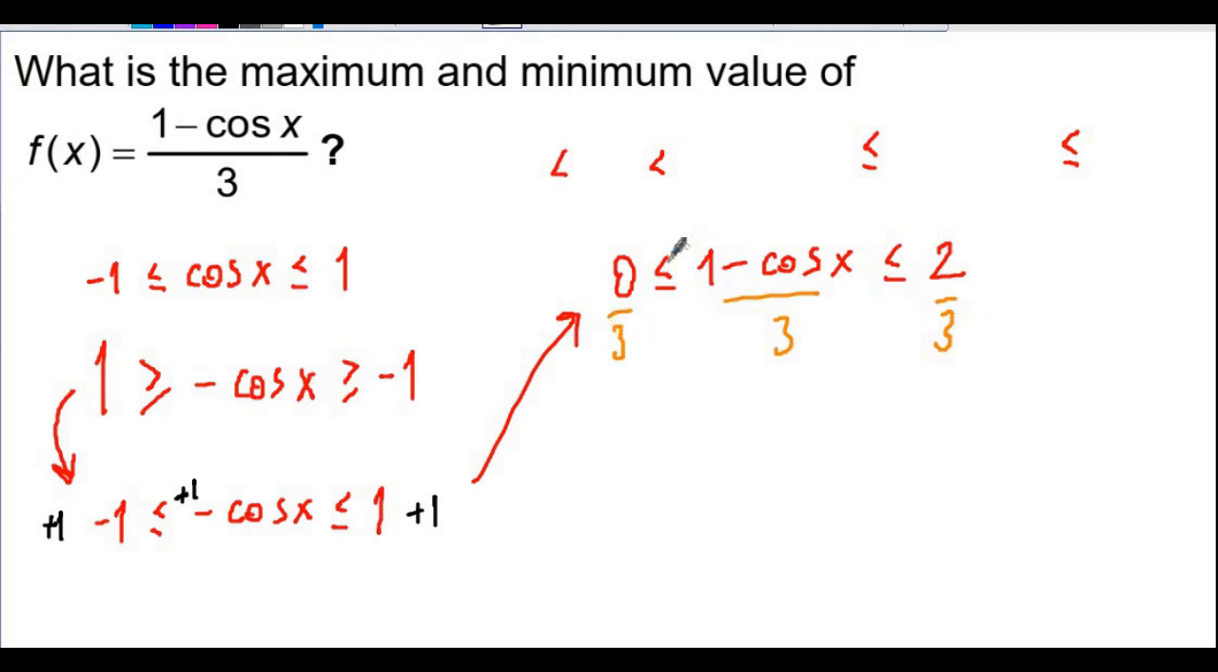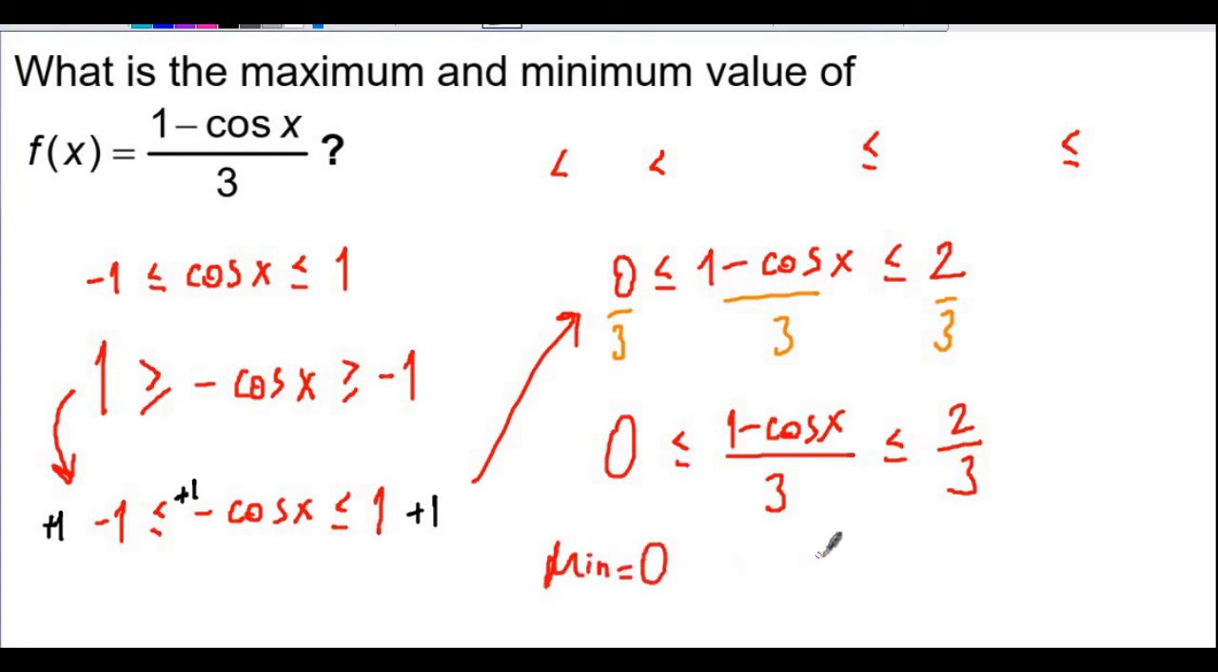if you divide by a positive number, the inequality does not change. Alright, so I'll get 0 over 3 is 0, less than or equal to 1 minus cosine of x over 3, less than or equal to 2 over 3. Alright, that's it. This is our minimum value and this is our maximum value. This function gets its minimum value at 0. So let's write minimum is 0 and maximum is 2 over 3.